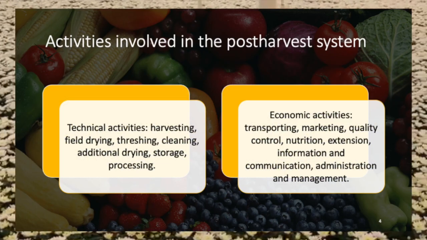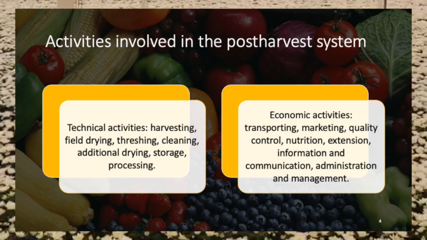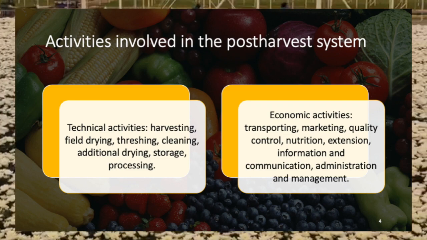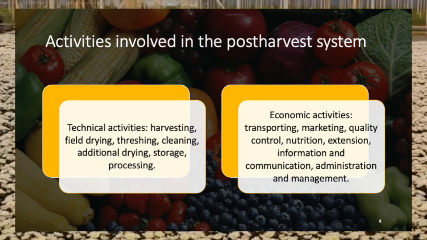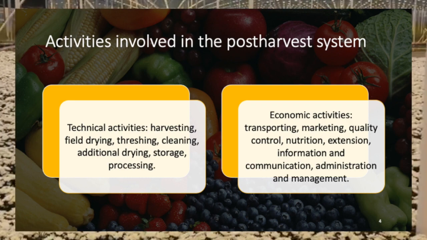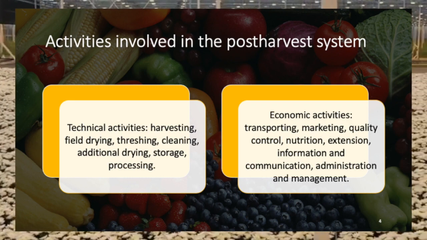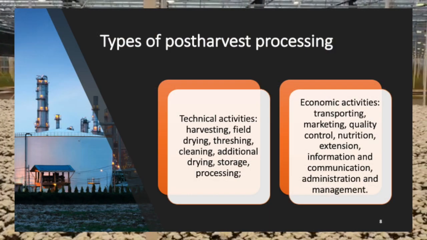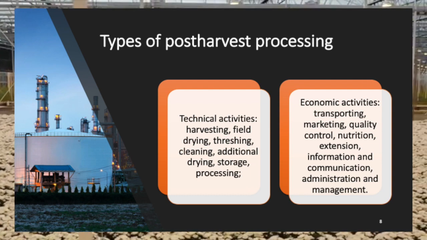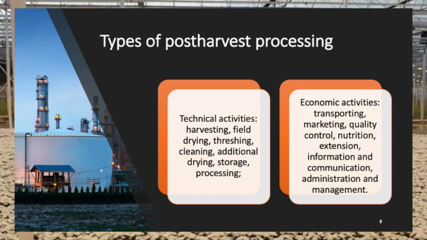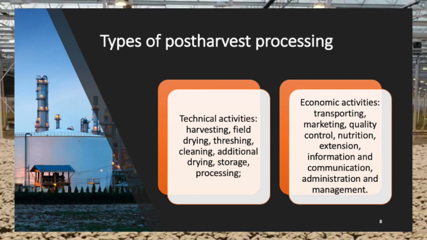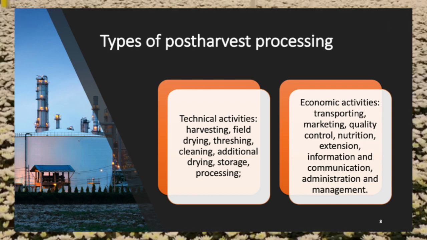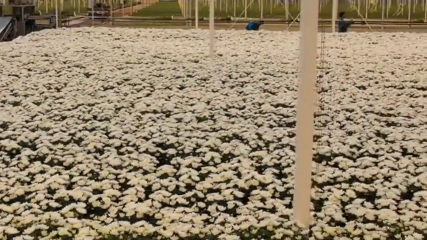The post-harvest system encompasses a sequence of activities and operations that can be divided into two groups, which are technical activities and economic activities. The technical activities include harvesting, drying, threshing, cleaning, additional drying, storage, and processing. However, the economic activities consist of transport, marketing, quality control, nutrition, extension, information and communication, administration, and management.